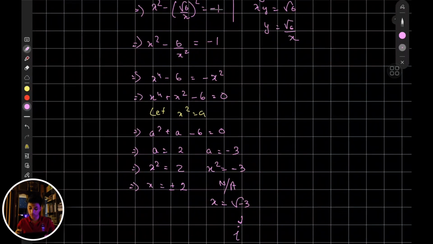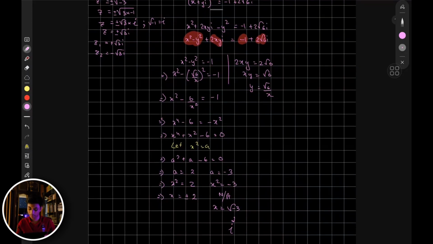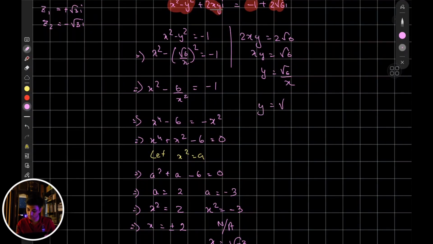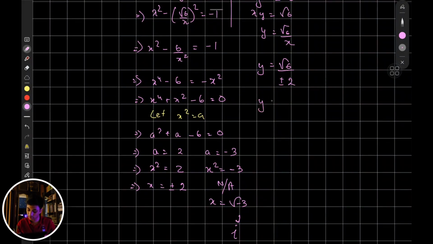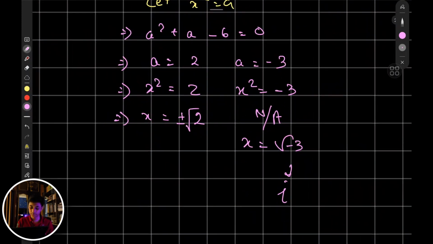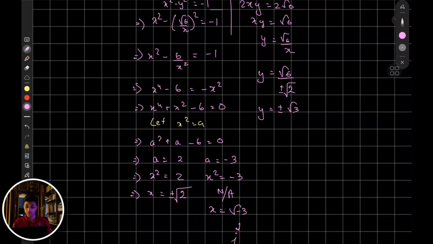What do you do next? You take this and plug it over here and get the value of y. So y is root 6 by plus minus root 2. So if you plug that in, you get, I forgot to add the root, root 3. Great, so you're going to get plus minus root 3. So this is the value of y.